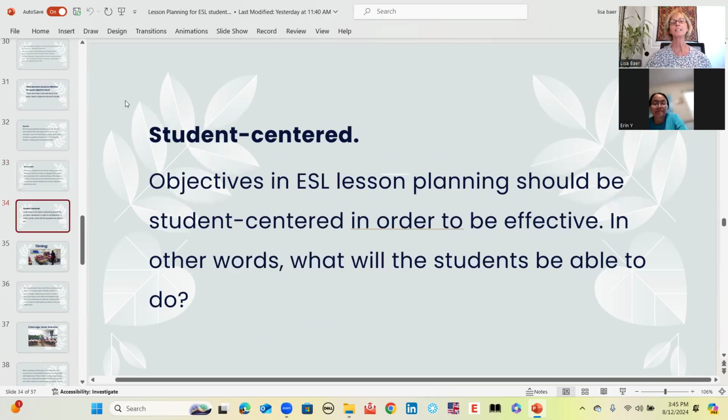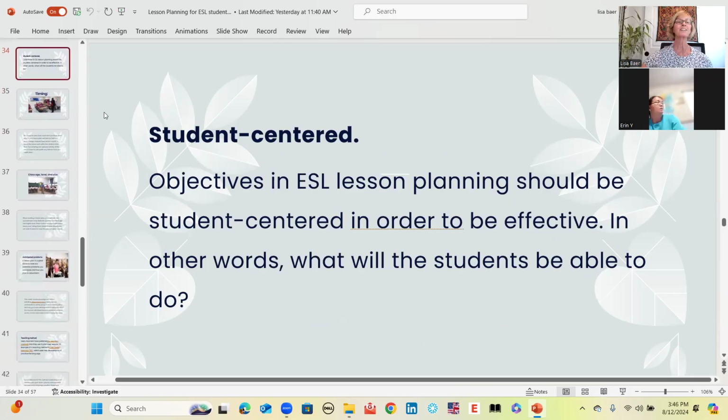Student-centered. Objectives in ESL lesson planning should be student-centered, of course, in order to be effective. So in other words, what will the students be able to do? And that means they've done an awful lot in this lesson. So you should have a ton of measurable objectives and learning skills, things that they've learned through the lesson.